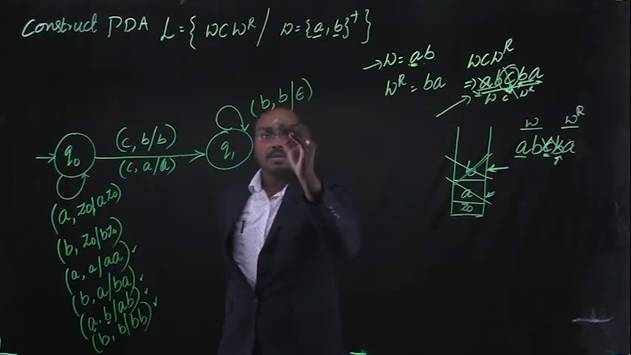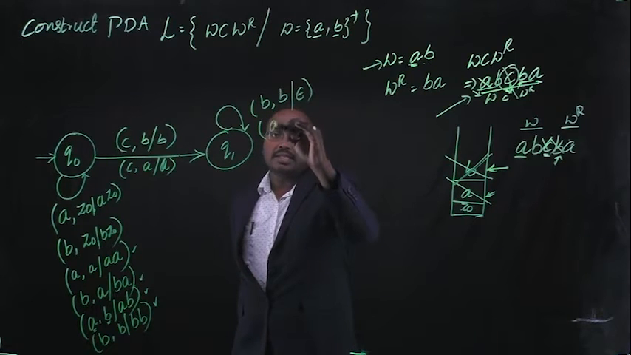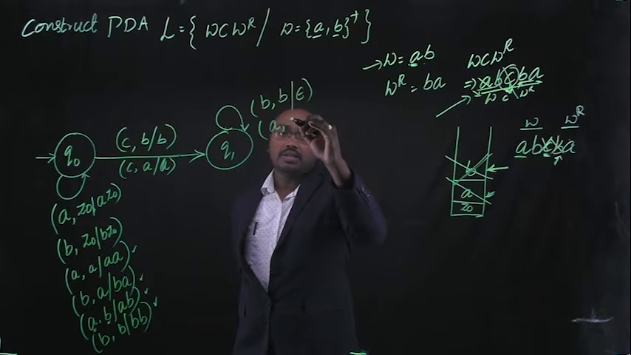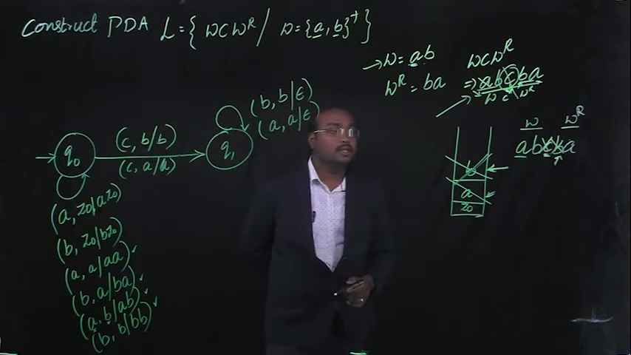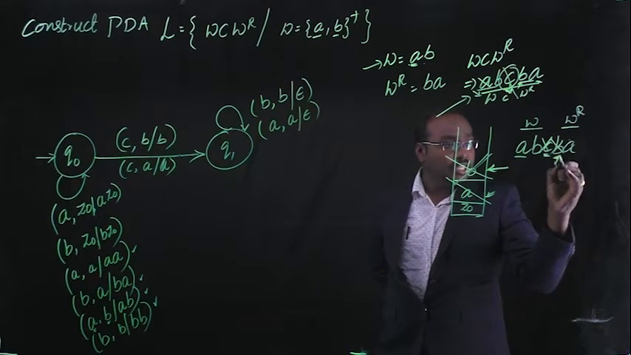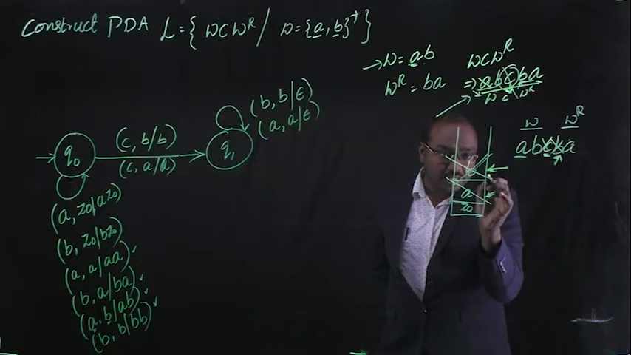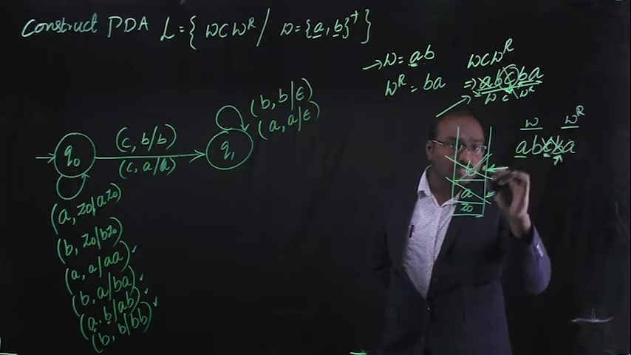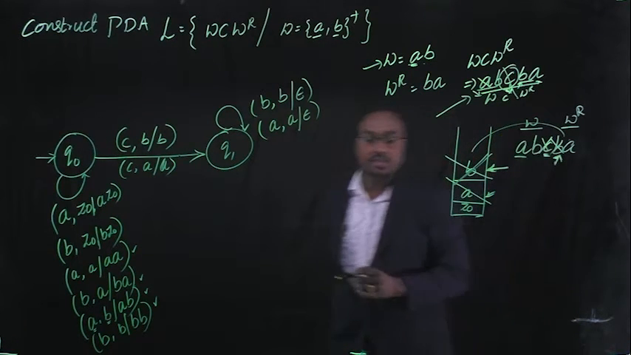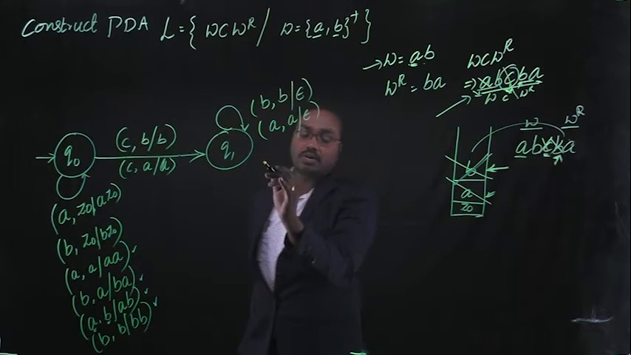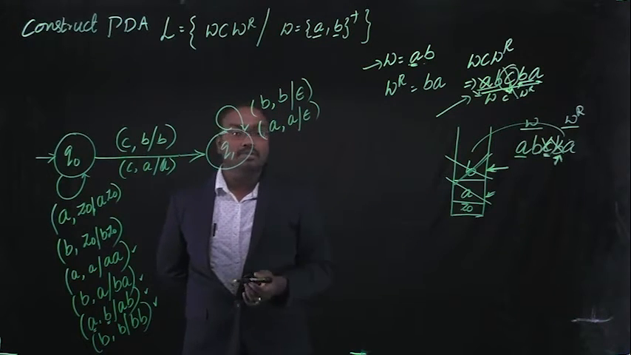If the input symbol is A and the stack's top of the element is also A, then we have to remove that element from the stack. So whenever the reading input symbol and the stack top are matched, then only we can remove the top of the element from the stack.